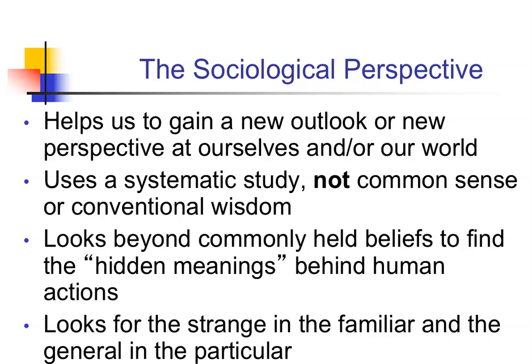Other sociologists are what we call the symbolic interactionist sociologists. And they really look at what we call the strange and the familiar, or the general and the particular.